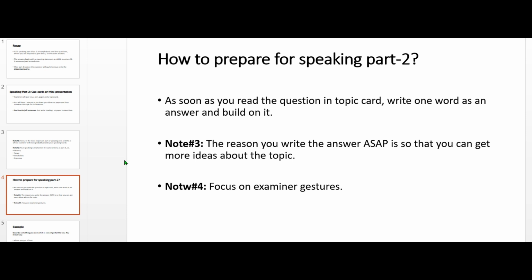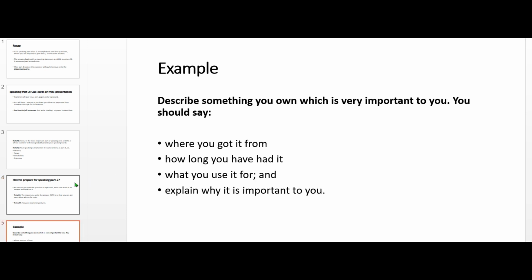So let me give you an example of how a cue card or a topic would come to you and how you can basically respond to it. The example is: describe something you own which is very important to you, and you should talk about the following points: where you got it from, how long you have had it, what you use it for, and explain why it is important to you. So how do I answer it?